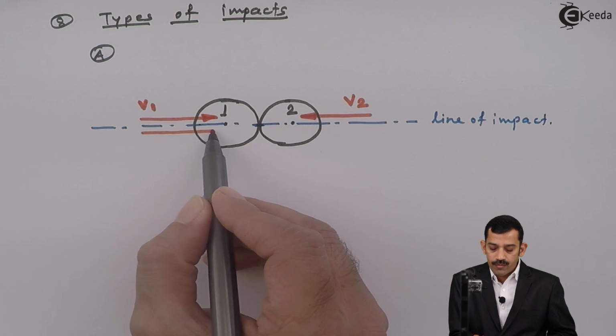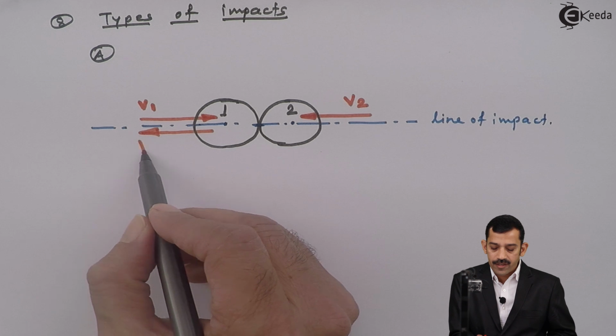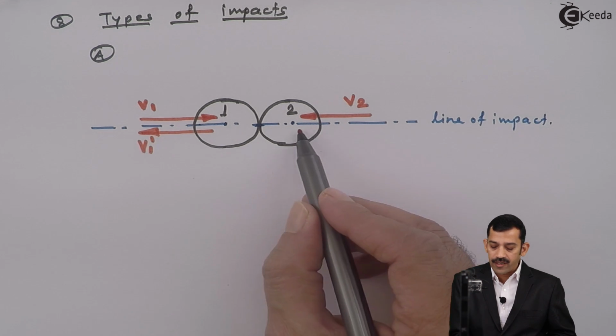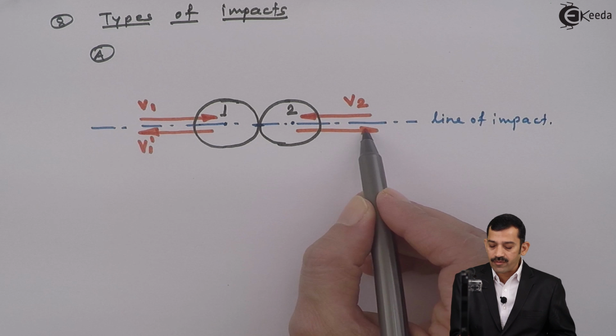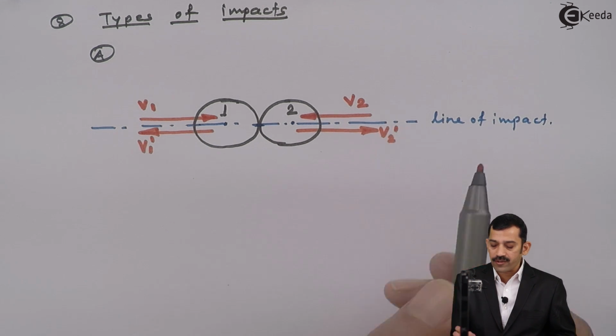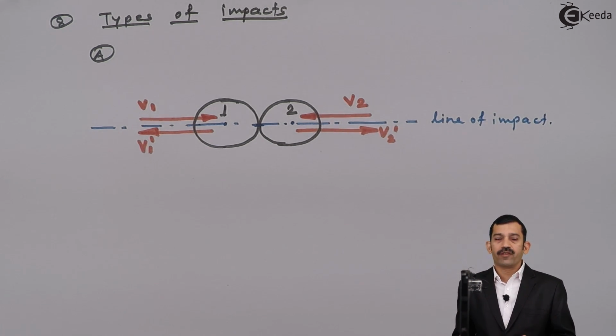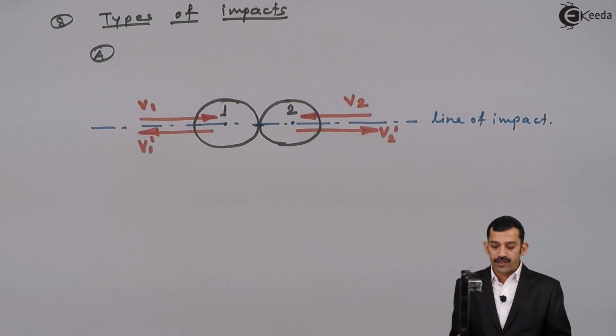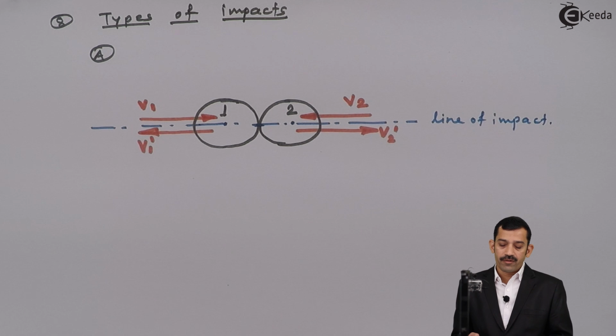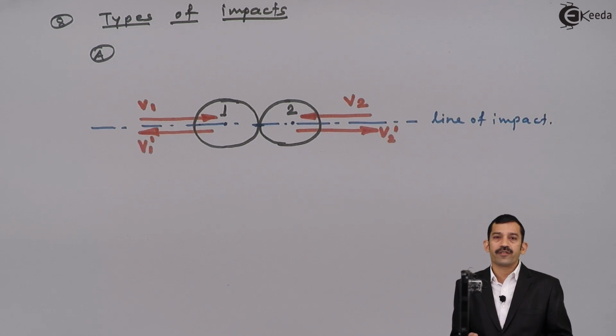Body 1 may move in the leftward direction after impact, represented by V1 dash. After impact, this one becomes V2 dash. This is just an assumption, where for V1 dash and V2 dash any direction is possible, maybe rightward, maybe both leftward. What I represented here is the first body leftward and the second body rightward, where V1 and V2 represent the velocities of bodies 1 and 2 just before impact. V1 dash and V2 dash represent the velocities of the bodies just after impact.